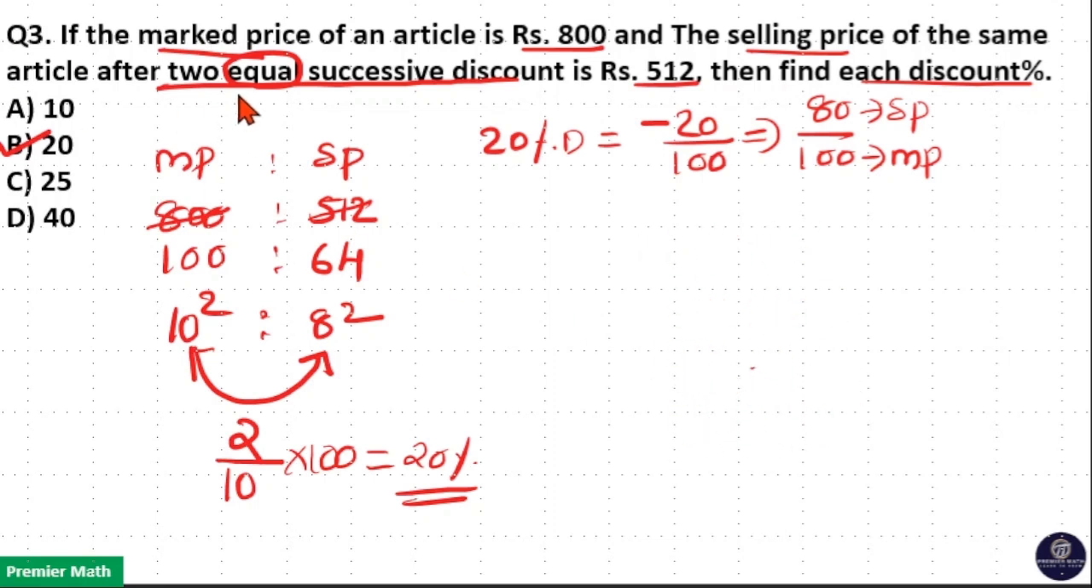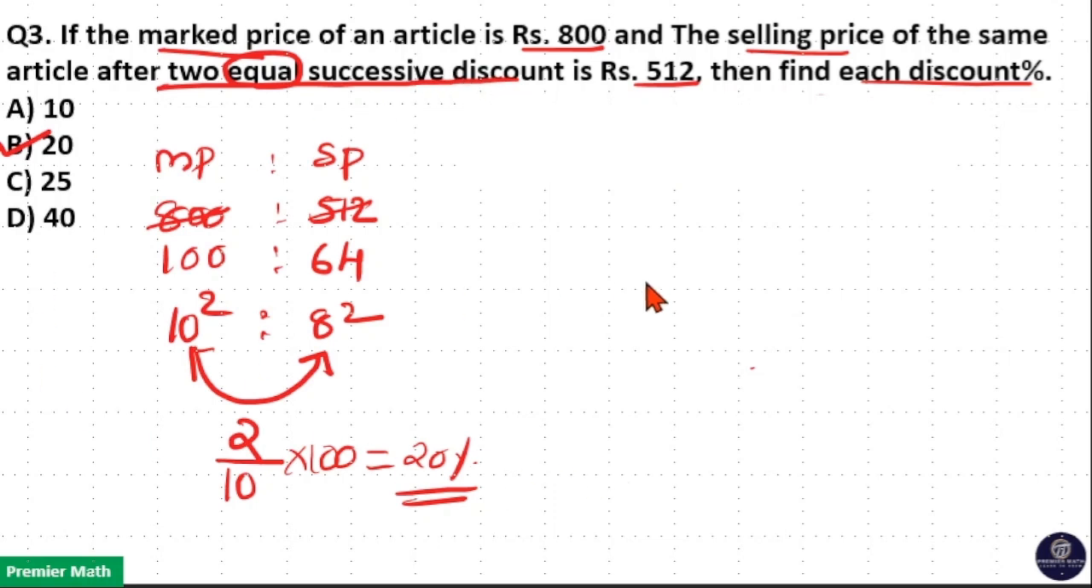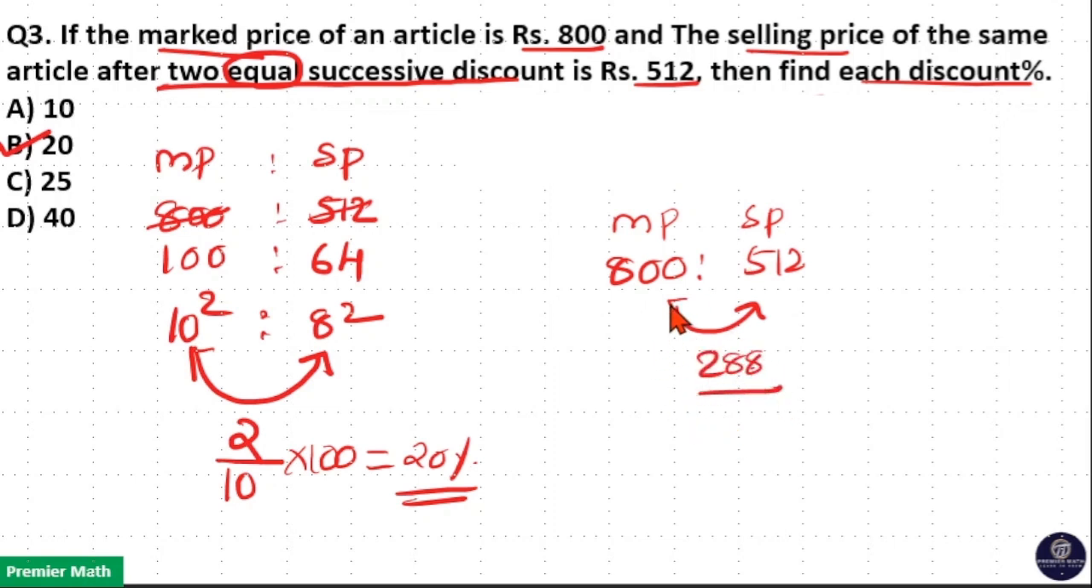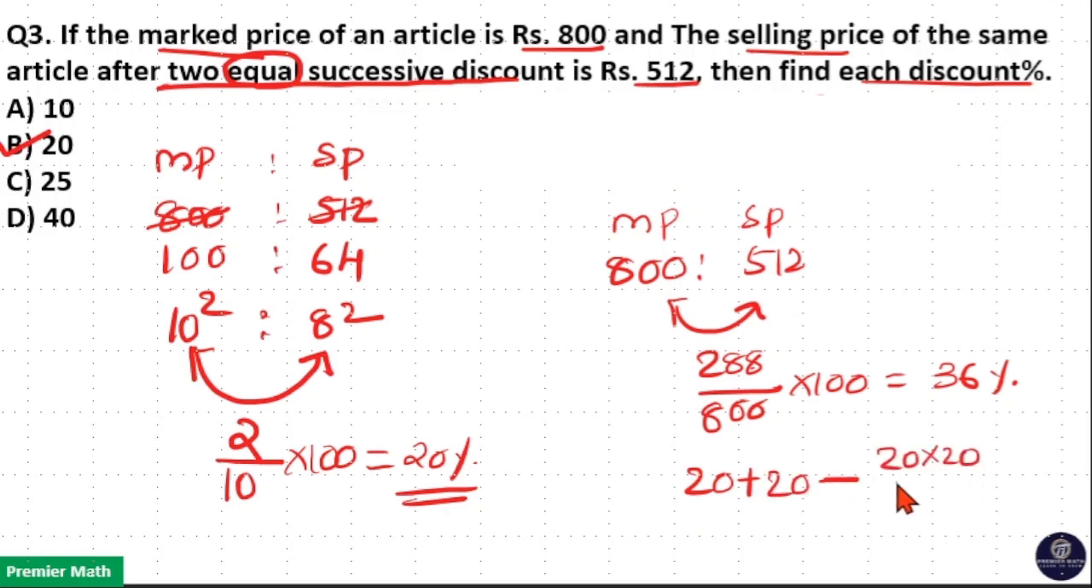In case you have two equal successive discounts, or you can directly take this as 800 is the marked price and 512 is the sell price. Now the difference between these two is 288. 288 is 36% of 800. That is 288 by 800 into 100 is 36%. This 36% can be written as 20% plus 20% minus 20 into 20 divided by 100. That is the successive discount formula, which is 36%. So either way you can calculate.